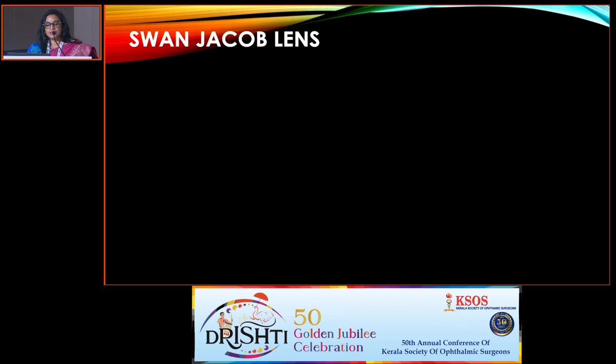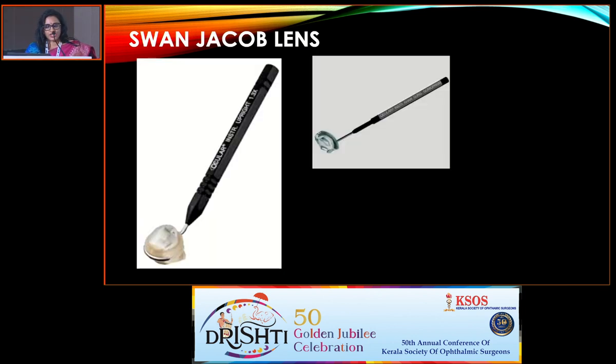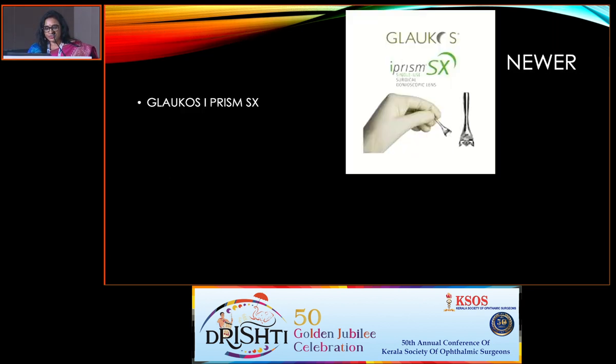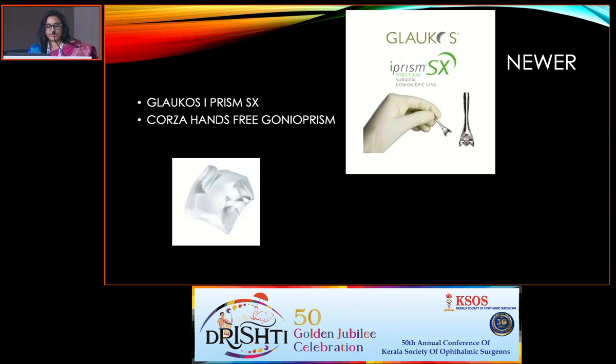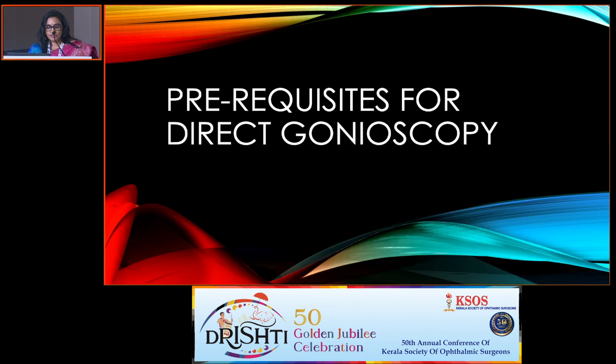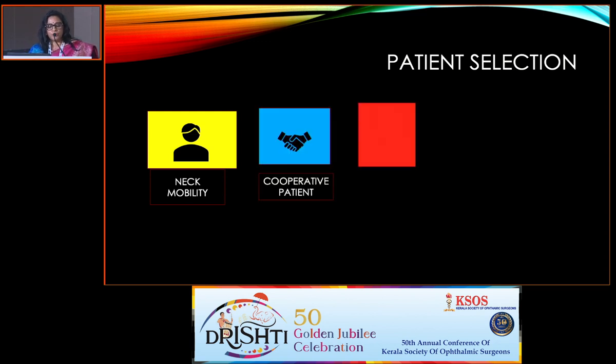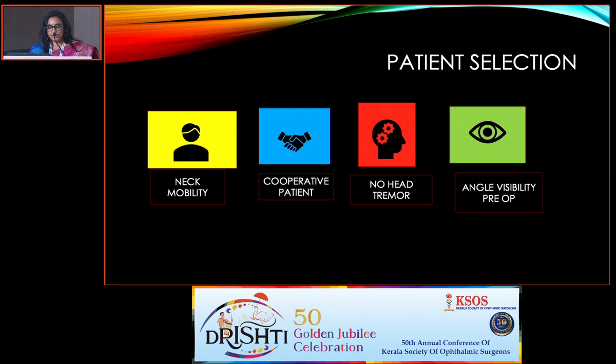So the direct gonio lenses, the initial one which was available was the Swan-Jacob lens, and now we have many more coming up. I'll just deal with it during the videos. You have the glaucoma eye prism, which is the latest one, the COSA hands-free gonio lens, and the Katena lenses. All these patients we are going to do direct gonioscopy is basically because we want to do surgery in them. So what are the prerequisites? The main important thing is the patient selection, because we need to change the neck position of the patient. The patient should have neck mobility, should be cooperative, and have no head tremor. And you should be able to see the angle before you pose for the surgery.